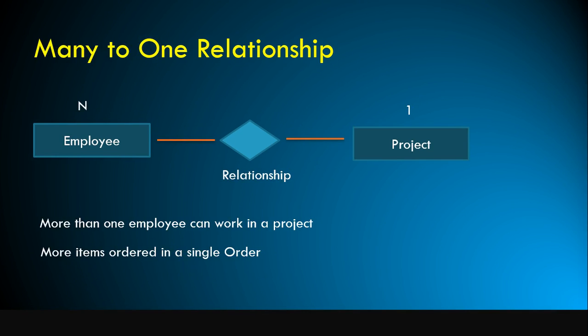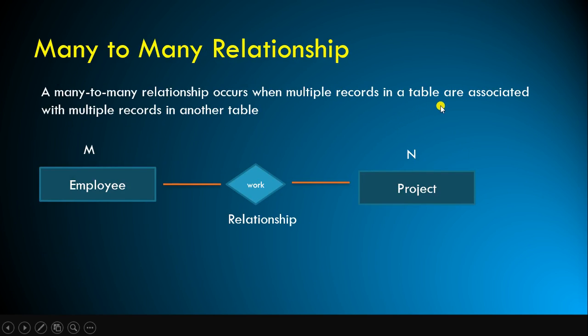What is many to one relationship? More than one employee can work on a single project. More items ordered in a single order. The next one is many to many relationship. In this case, multiple records in a table are associated with multiple records in another table. For example, many employees can work on a single project, and a single project can have more than one employee.